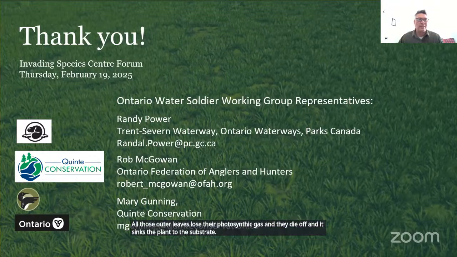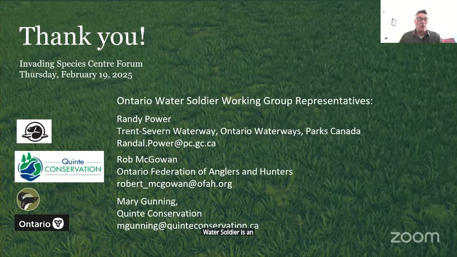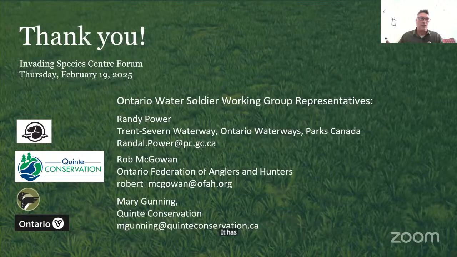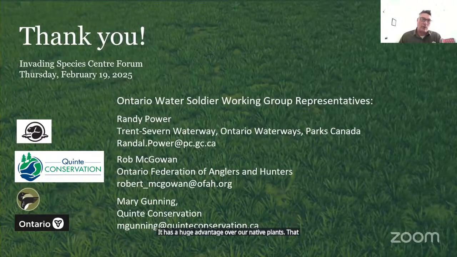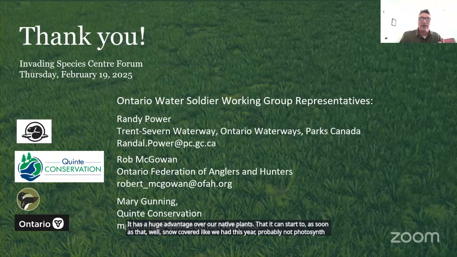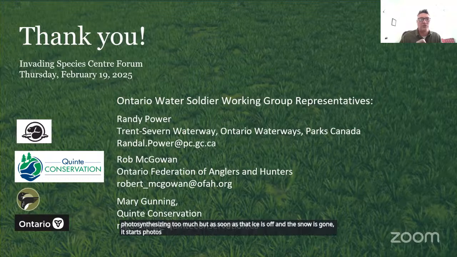Water soldier is an evergreen, so it never really goes dormant like our native plants. So it has a huge advantage over our native plants. With snow cover like we had this year, it's probably not photosynthesizing too much, but as soon as that ice is off and the snow is gone, it starts photosynthesizing, starts to grow, right?